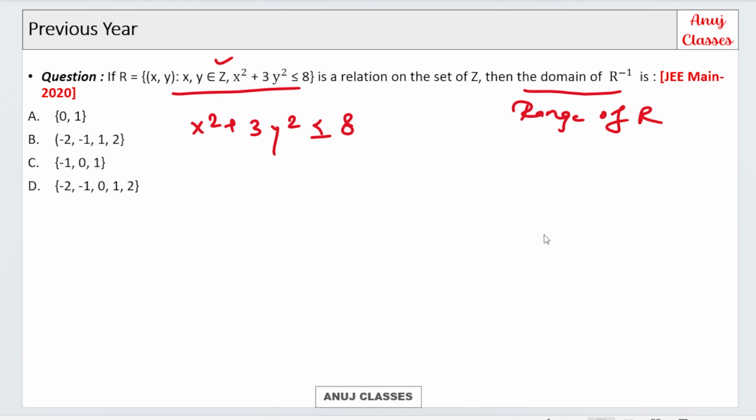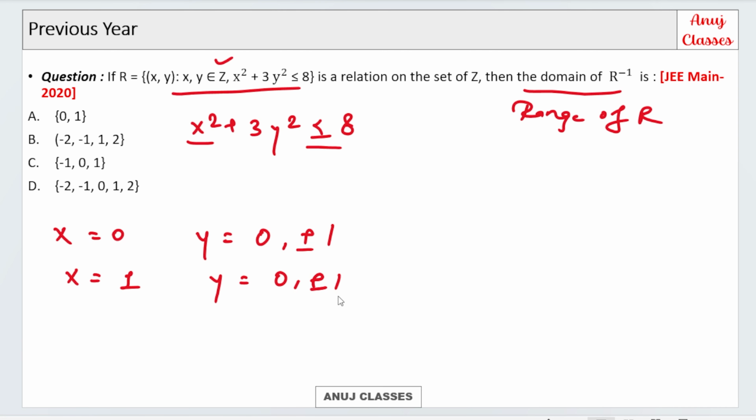So first we will see what the possibilities are that satisfy this equation. Suppose I write x is equal to 0, so I can write y within the range of 0 to plus minus 1. If I write x is equal to 1, so y is again 0 to plus minus 1, and if I write x is equal to plus minus 2, then y can again be written in the range of plus minus 1. So these are the only possibilities which will satisfy this equation.